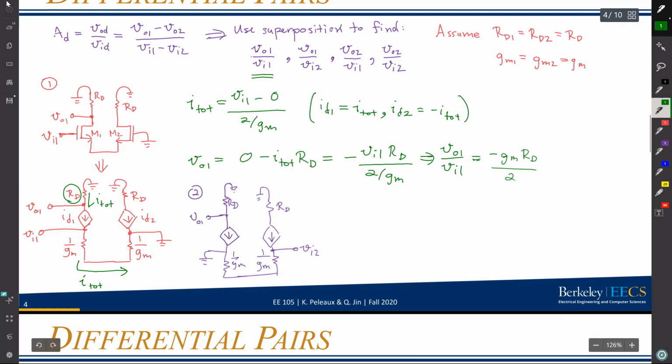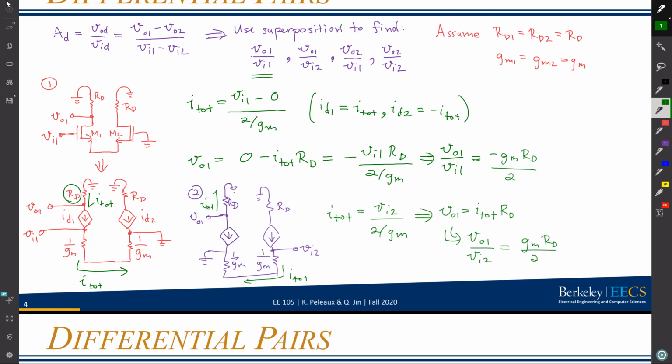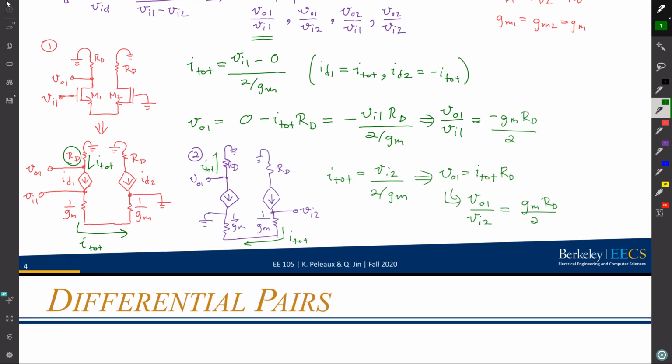And so similar analysis, right, where I can say that the total current here now is just going to be VI2 divided by 2 over GM. And now the total current is flowing the opposite direction through this RD connected to the drain of M1. So VO1 is really just going to be positive I total times RD. I'm going to skip a couple steps here, but doing the same exact math as before, VO1 divided by VI2 is going to be positive GM RD over 2. Any questions so far?